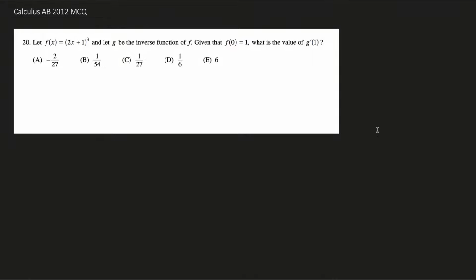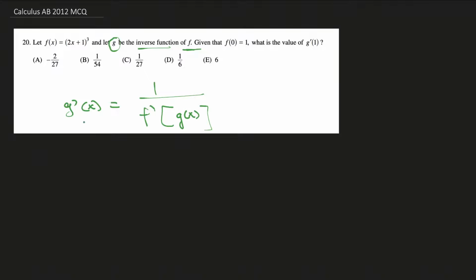Alright, 20. Let the function f of x equal (2x plus 1) to the power of 3, and let g be the inverse of the function f. Given that f of 0 is 1, what is the value of g prime of 1? You need to realize that if g is the inverse of f, the derivative of an inverse function is equal to 1 over f prime of g of x.